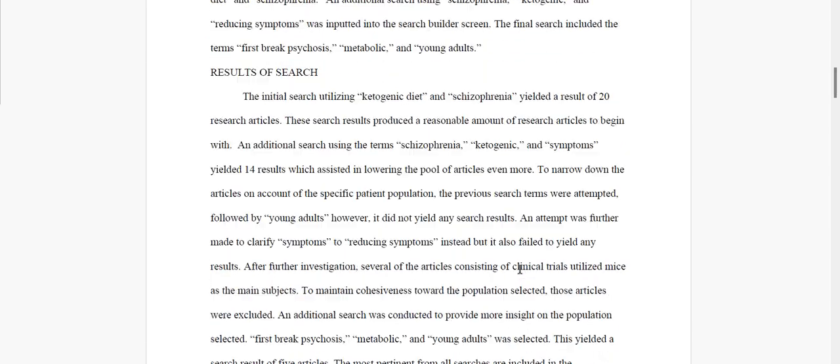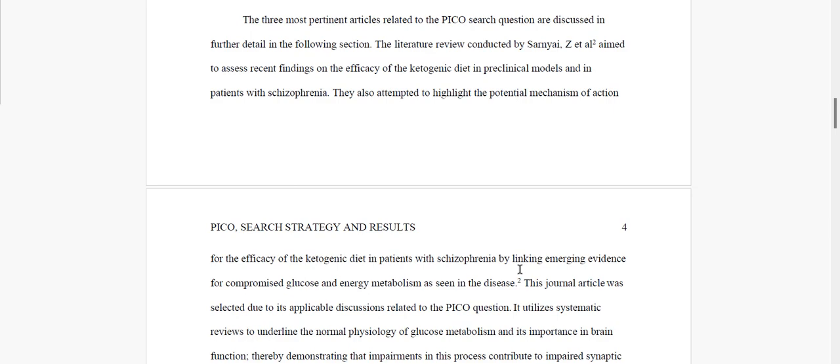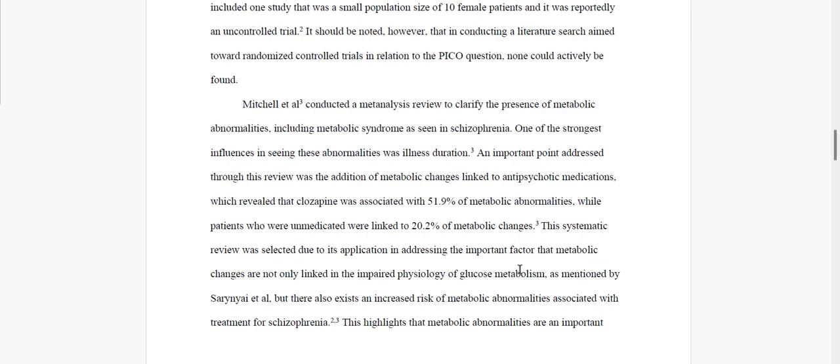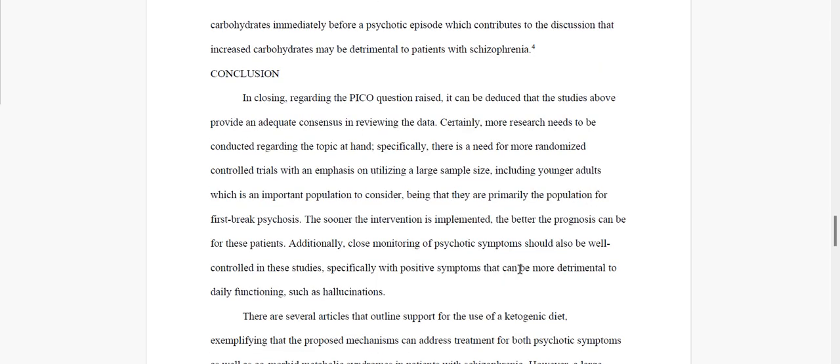And let's go back up here again. So results of the research, okay, that's great. Now discussion, this is where the student is looking at the value of the ketogenic diet for the population of individuals with schizophrenia. And then finally, conclusion, what the student found, kind of wrapping things up, highlighting more research needs to be conducted regarding the topic at hand, etc., etc.